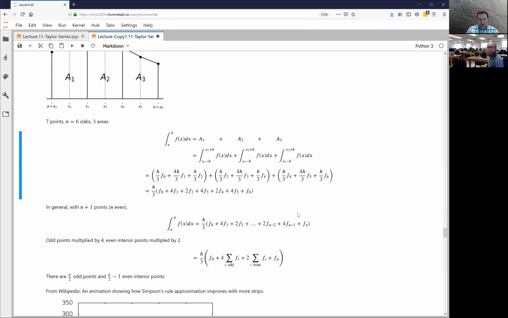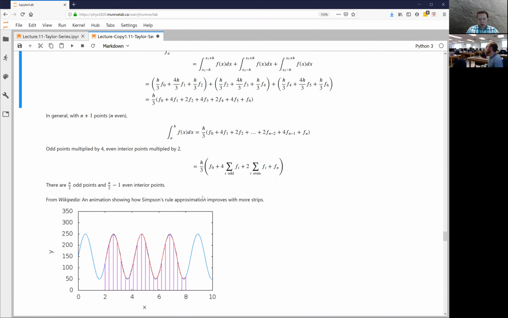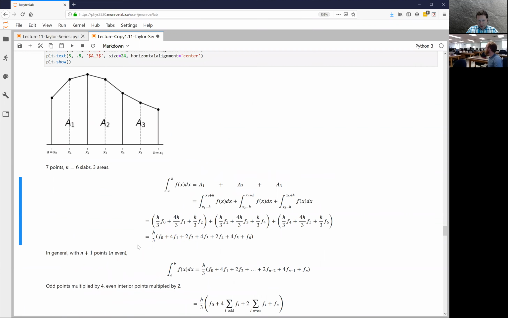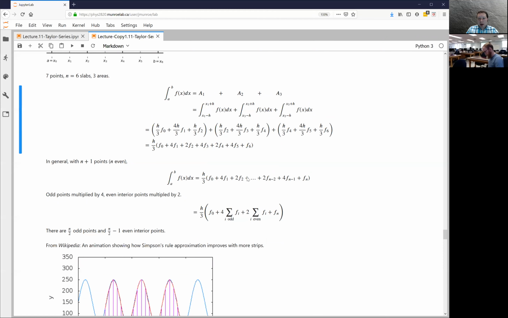What this is really saying is you can write the area by evaluating the function at the beginning and the end of the interval, and then multiplying either by 4 or by 2, depending on if it's an even or odd point. In general, Simpson's rule is a scheme that says you can write any number of integrals, and now it's got to be one where you've got an odd number of points in total. If you sum it up like this, it will be a scheme with even better accuracy.